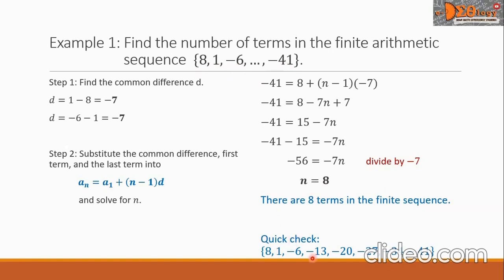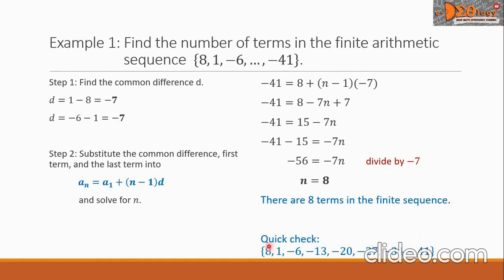Then the next term we can derive with the help of our common difference. So negative 6 plus negative 7 is negative 13. Negative 13 plus negative 7 is negative 20. Negative 20 plus negative 7 is negative 27. Negative 27 plus negative 7 is negative 34. Negative 34 plus negative 7 is negative 41. And we stop, because that is now the last term.